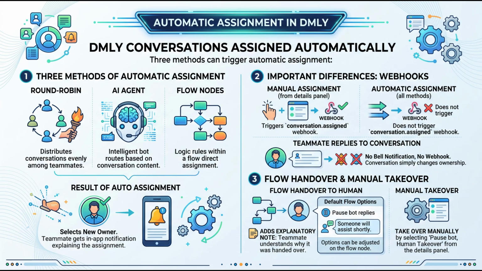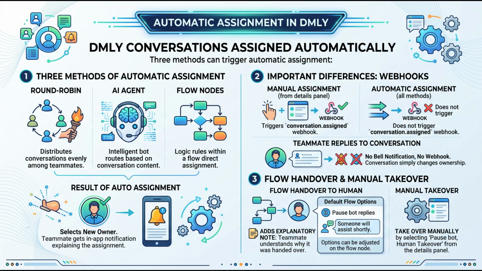Assign automatically. DMLY also allows conversations to be assigned automatically. There are three ways this can happen: round robin, an AI agent, and flow nodes. These automatic assignment methods can select a new owner and send that teammate an in-app notification explaining that a conversation has been assigned to them. However, automatic assignment does not trigger the conversation-assigned webhook. That webhook is only sent when a conversation is manually assigned from the Details panel.